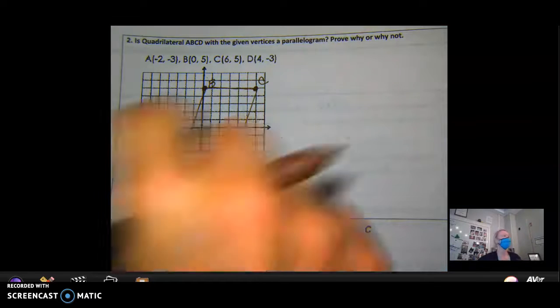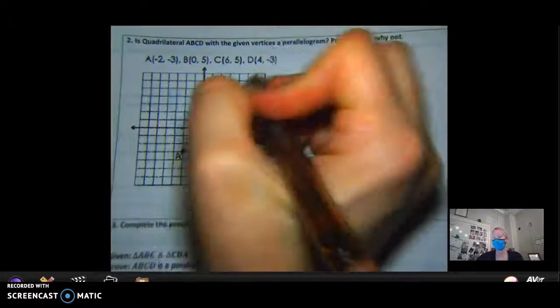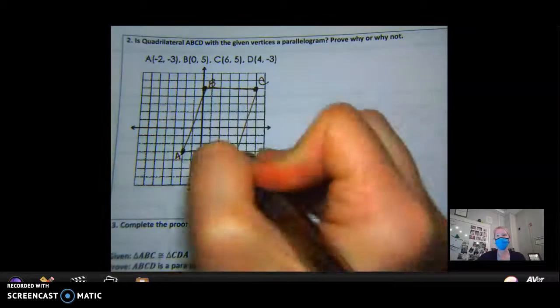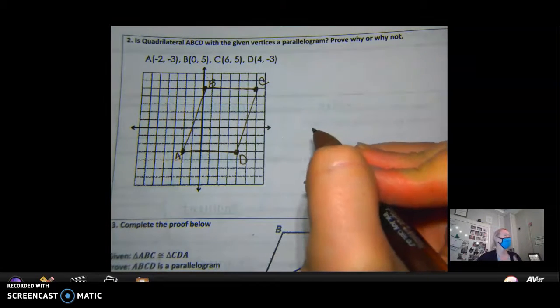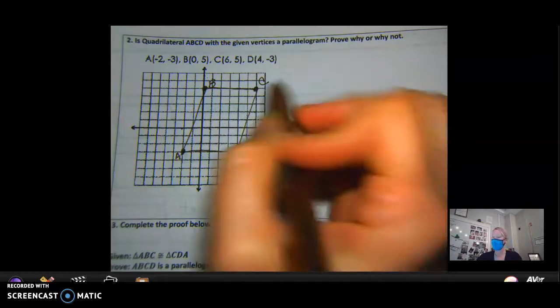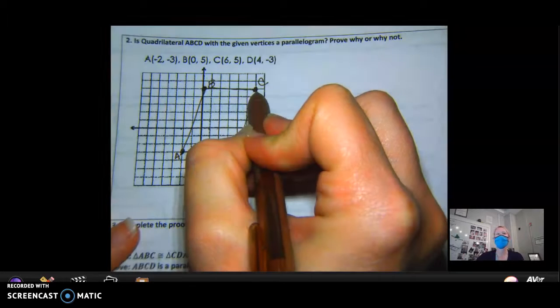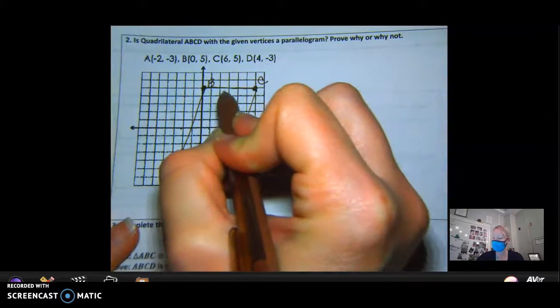Parallel and congruent is actually the easiest on this, because I can look at just BC and AD. I don't want to have to use a distance formula if I don't have to, right? Do I have to use distance formula to find the length of BC on this one? No, because it's directly on the line. So I could just count. How long is B to C?